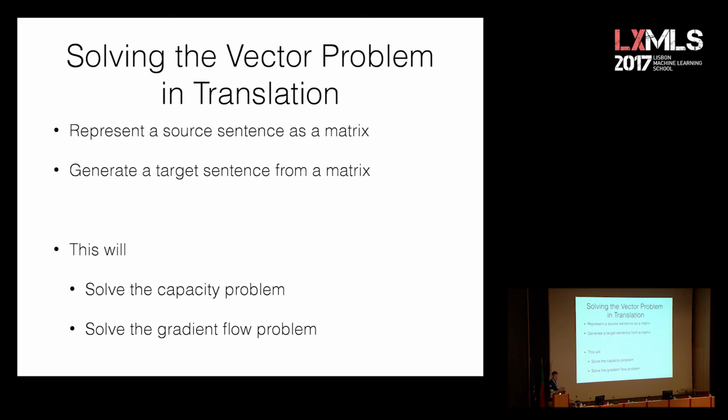So we're going to solve this vector problem by representing the source sentence as a matrix. And then rather than conditioning on a vector when we do our generation, we're going to condition on this matrix. And this is going to solve the capacity problem because that matrix, rather than being a single column vector, is going to have a variable number of columns dependent on how big the input is. So longer sentences are going to have more columns, and shorter ones are going to have fewer. And we're also going to solve the gradient flow problem even better.